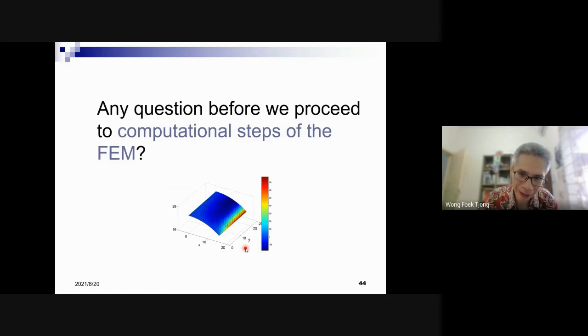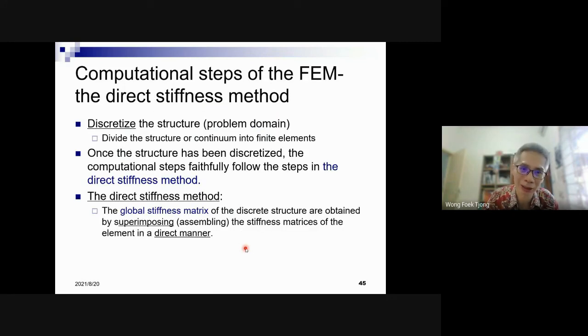Okay, let's proceed to more details. What are the common steps for static analysis? Our course will cover only linear static analysis, because finite element can be applied to dynamic analysis as well, like in the lecture of Pak Ben on structural dynamics and earthquake engineering, or even to nonlinear analysis. But because this is a course for first-time learners, we are going to focus on linear static analysis only.